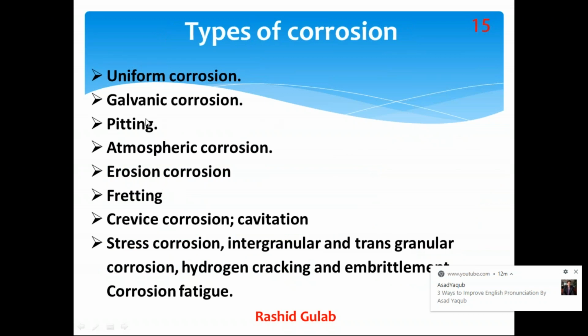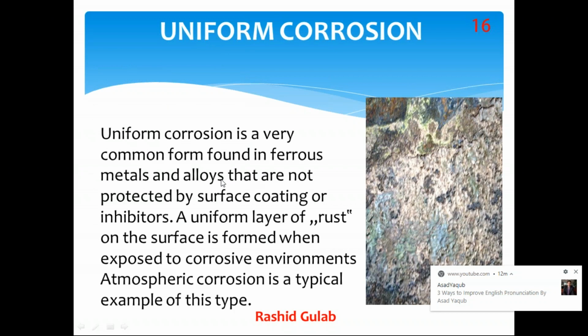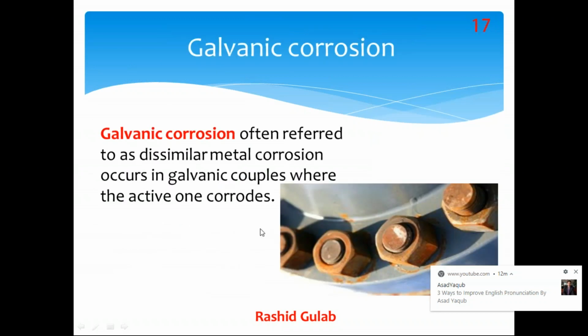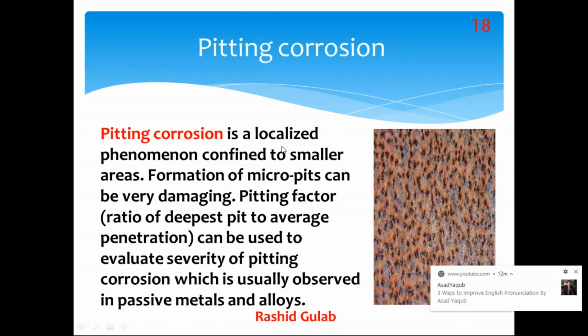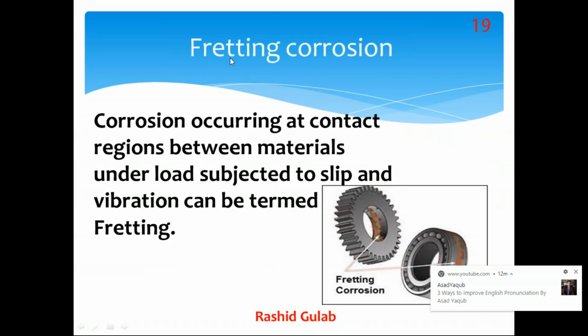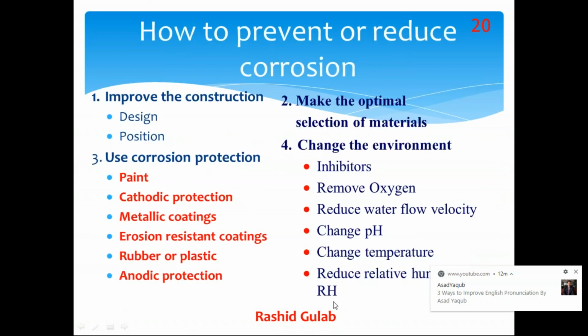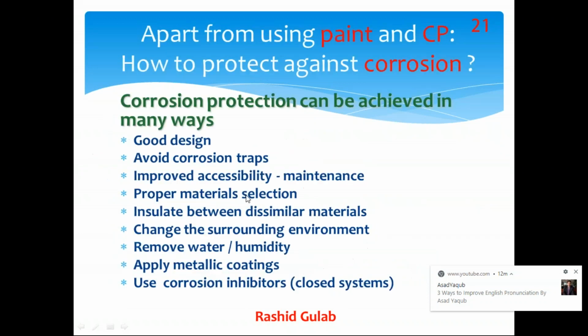Later on, we discussed the types of corrosion: uniform, galvanic, pitting, atmospheric corrosion, fretting, cavities, and stress corrosion. Uniform corrosion, then galvanic corrosion, also known as bimetallic corrosion, then pitting, fretting corrosion, and the protection. How we are protecting things from corrosion. These are the important things.